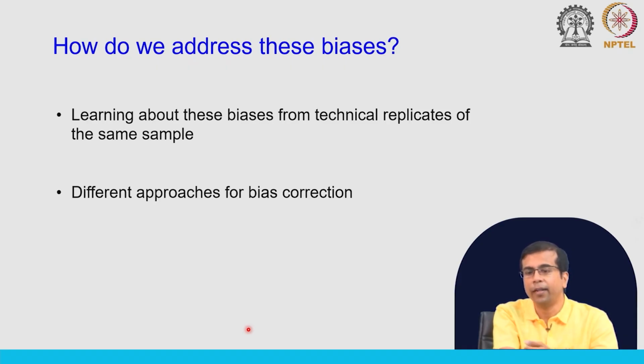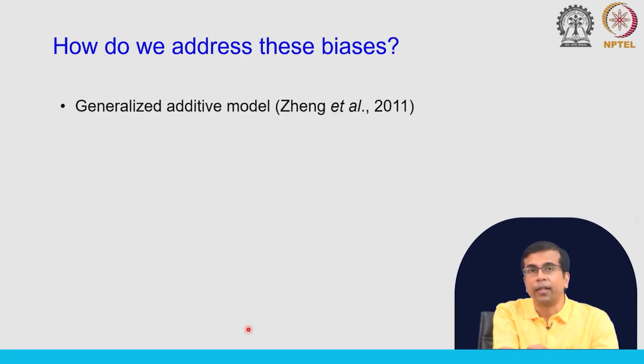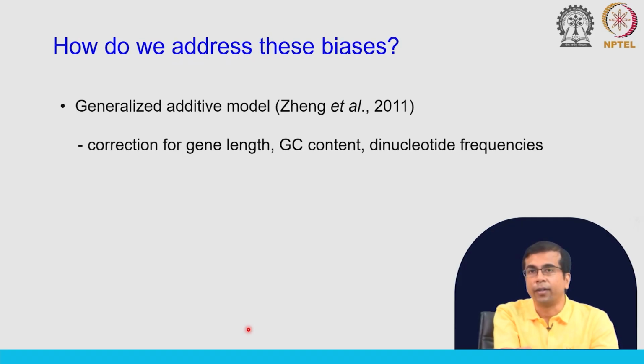And we can take different approaches for bias correction. Many methods have been proposed, and we can discuss some of these methods in the next few slides. One of the methods proposed relies on something called a generalized additive model. This is the paper, the reference is given at the end, and it does a correction for gene length, GC content and dinucleotide frequencies. We have talked about these biases because of gene length; this varies from one gene to another, so this has to be taken into account.